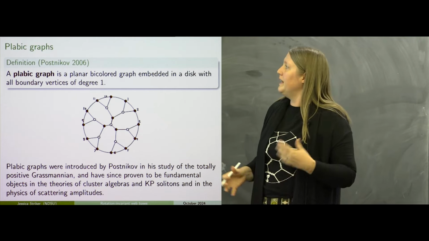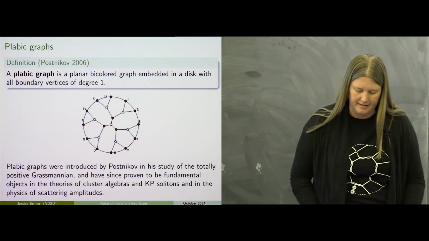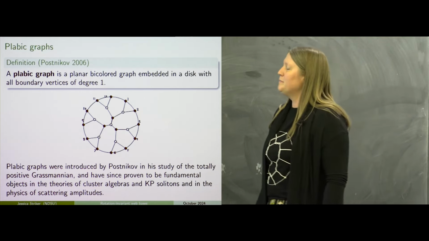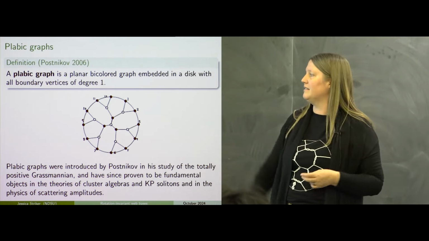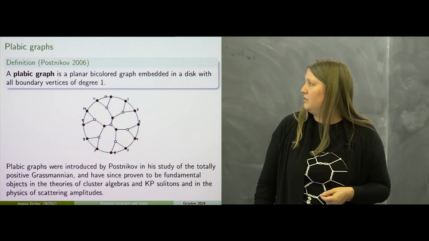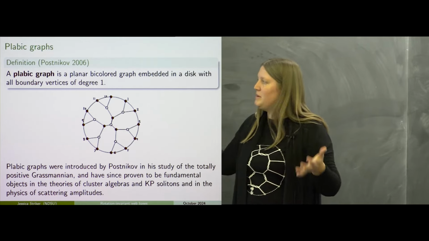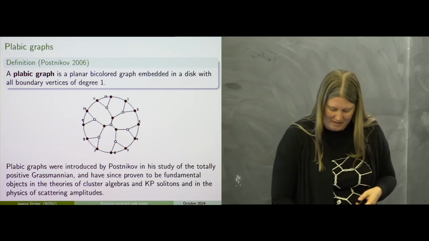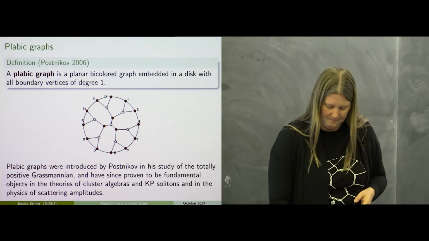Okay, so a plabic graph is a planar bicolored graph embedded in a disk with all the boundary vertices of degree 1. And these plabic graphs were introduced by Postnikov, and they were really useful for a lot of things that are on this slide, like cluster algebras and scattering amplitudes. So many people in algebraic combinatorics really like plabic graphs because they help study all of these other complicated objects.